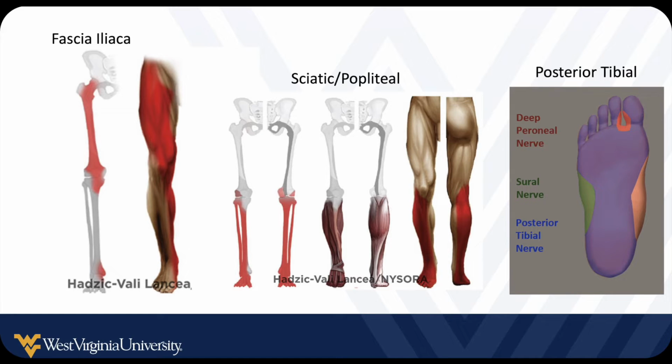The first one, the highest yield by far, the one that has probably the best literature base, the one that's most commonly used in emergency departments across the country, is the Fascia Iliaca Compartment block. So you can see the distribution here. The next up is the popliteal or sciatic block, depending on exactly where you do the injection. And you can see the distribution of that here. And then next up is the posterior tibial nerve block, which we do at the ankle to anesthetize most of the bottom of the foot.